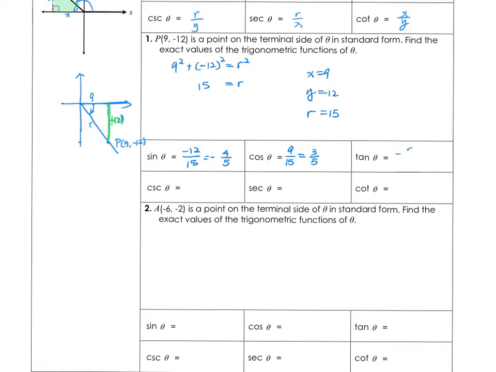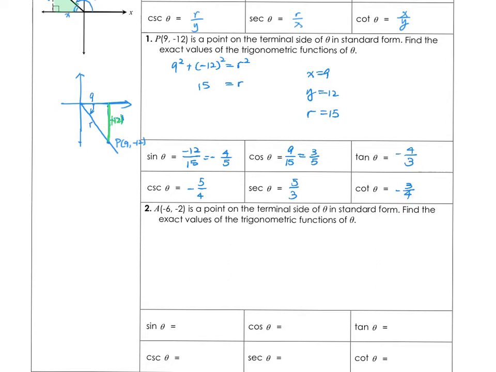And tangent is just y over x. I'm just doing a reciprocal because I'm being lazy. If I'm more diligent, I can go back to remember the definition of the last three as well. Okay, fairly straightforward. So again, you take the coordinates, graph it out in the coordinate plane, find the radius, and by using the Pythagorean Theorem, now you have all three sides. Then you can calculate the trigonometry function values.